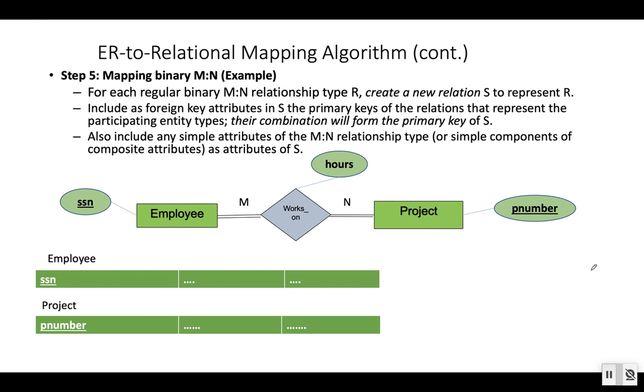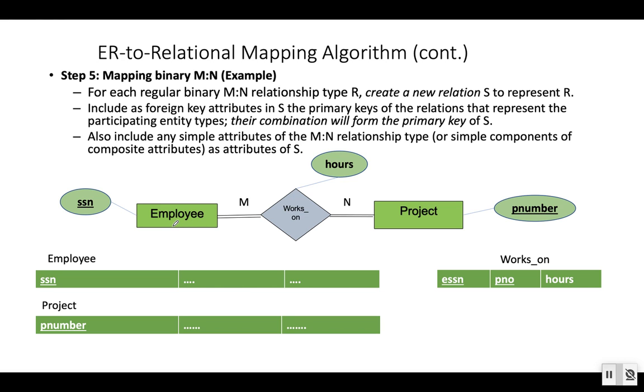So let's see one example. Here we have a M to N relationship between employee and project. Now one employee can work on multiple projects, and each project can also have multiple employees. So that's a M to N relationship. Now for each M to N relationship, we are going to create a completely separate relation or table. We'll give it a name. Now that table will have a foreign key from each participating entity type.